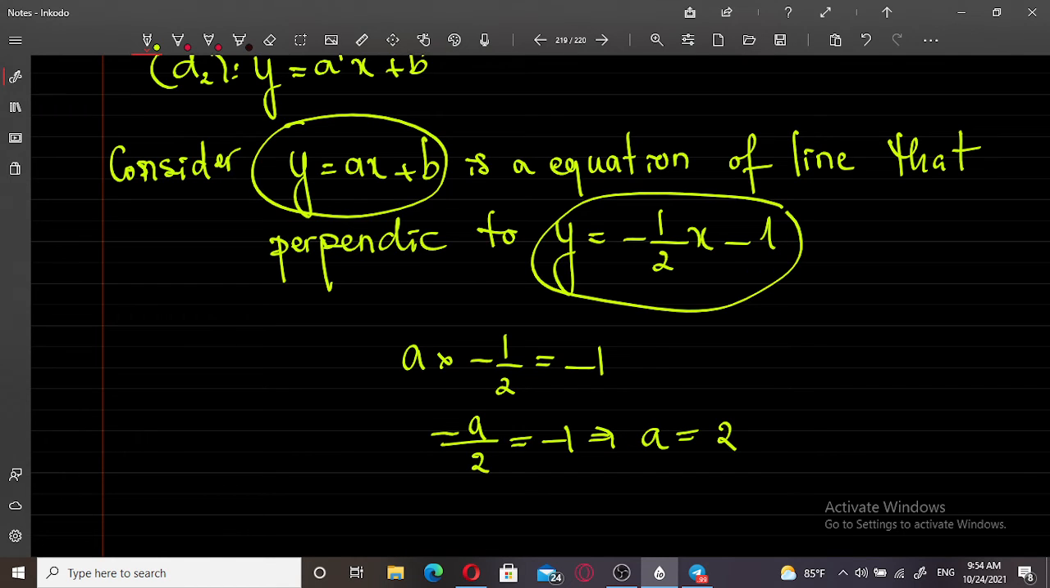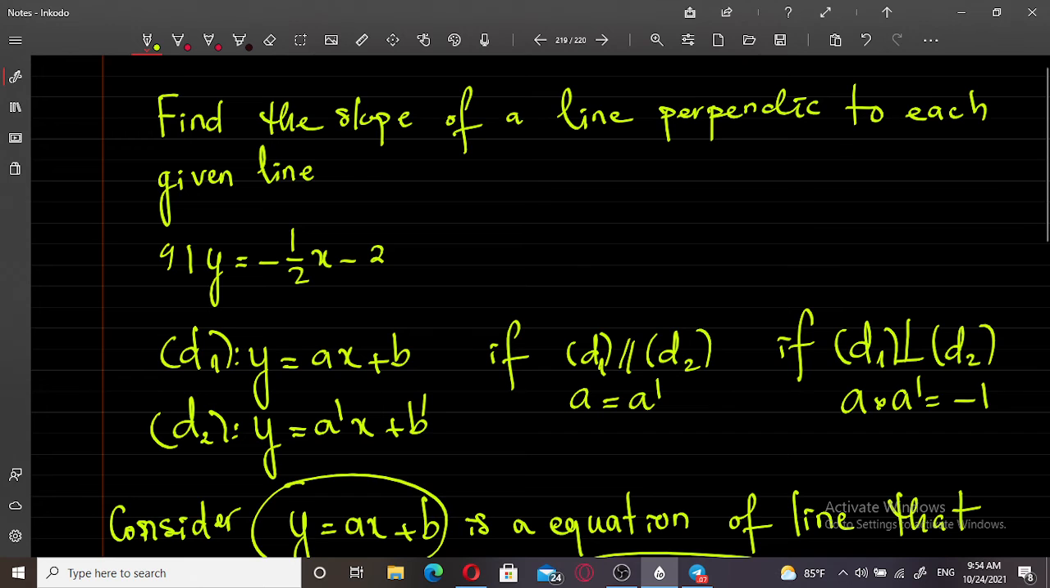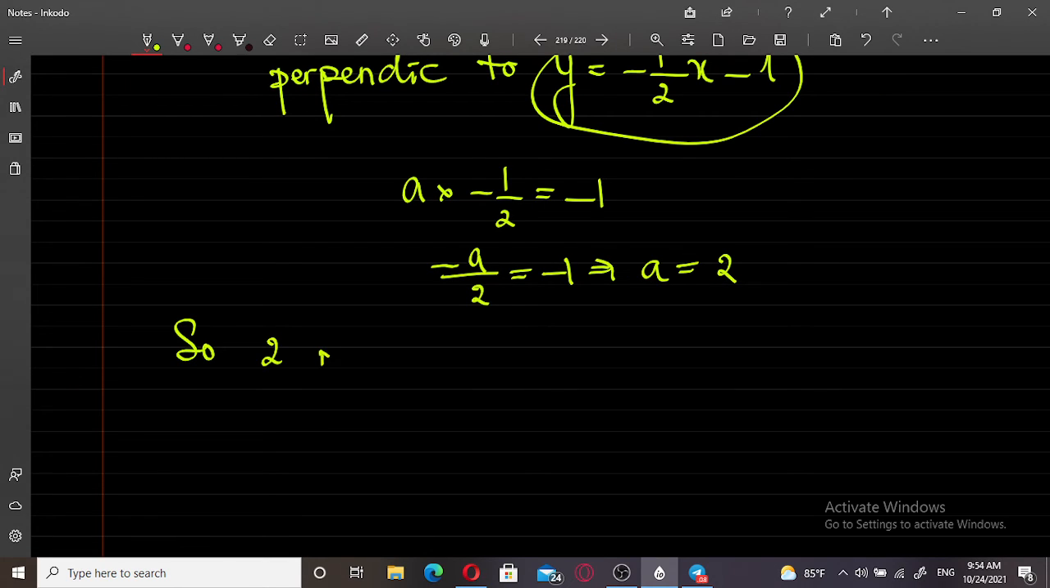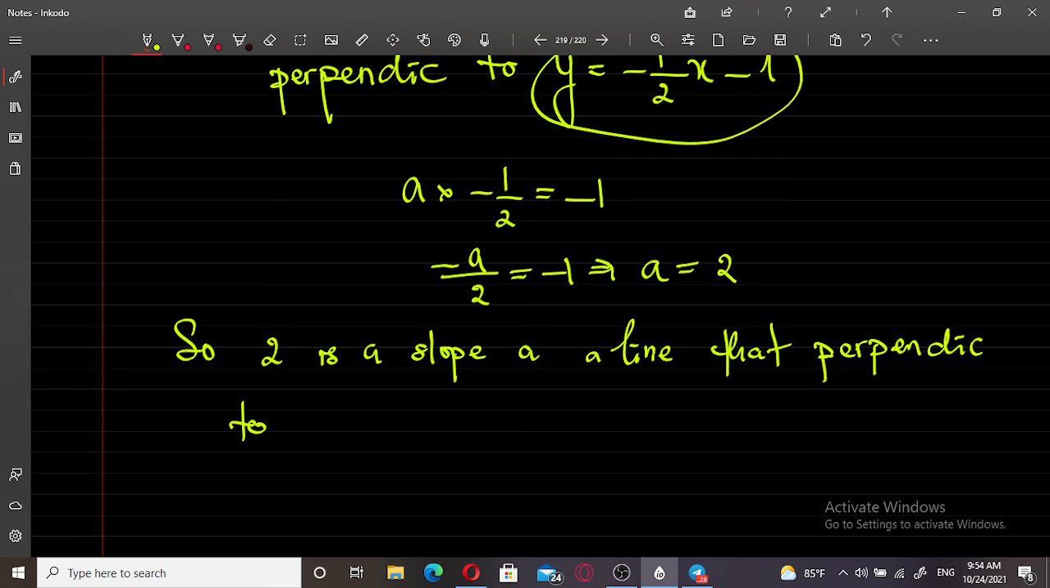Now we can consider that 2 is the slope of a line perpendicular to the line with equation y equal to negative 1 over 2x minus 1.